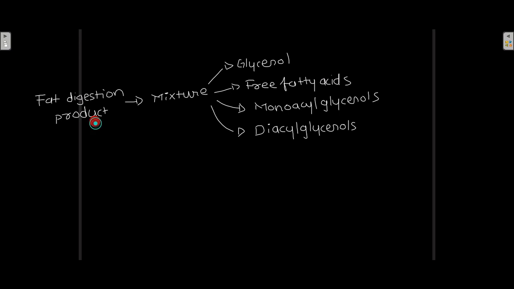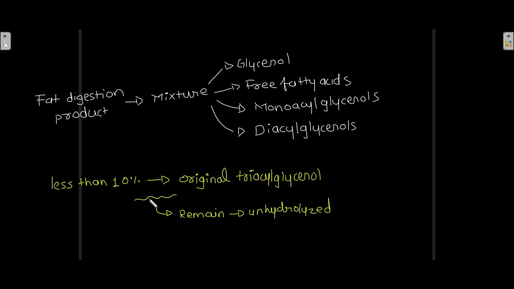Fat digestion products: when you digest the fat, you get a mixture of glycerol, free fatty acids, monoacylglycerols and diacylglycerols. The fat digestion product is nothing but a mixture of these things. Now, less than 10% of the original triacylglycerol remains unhydrolyzed when you are hydrolyzing the triacylglycerols.